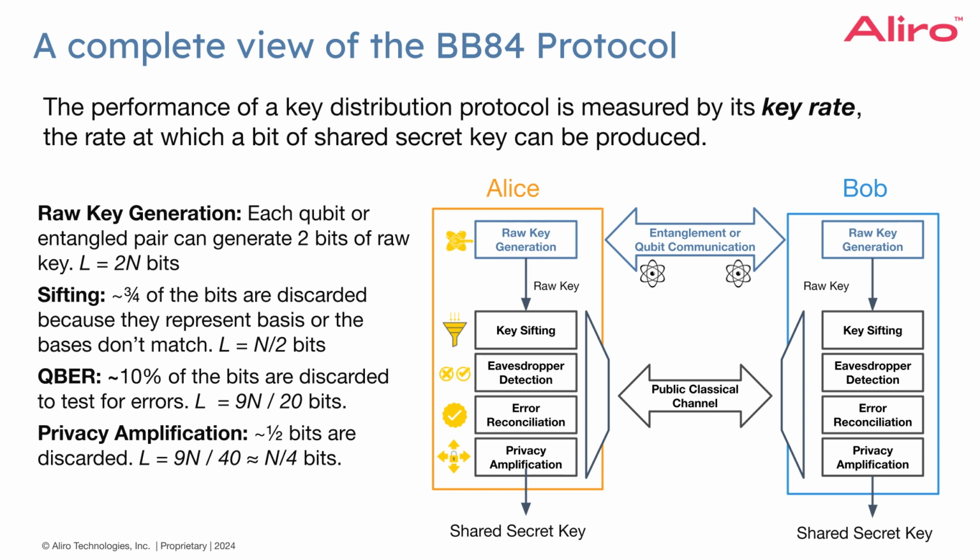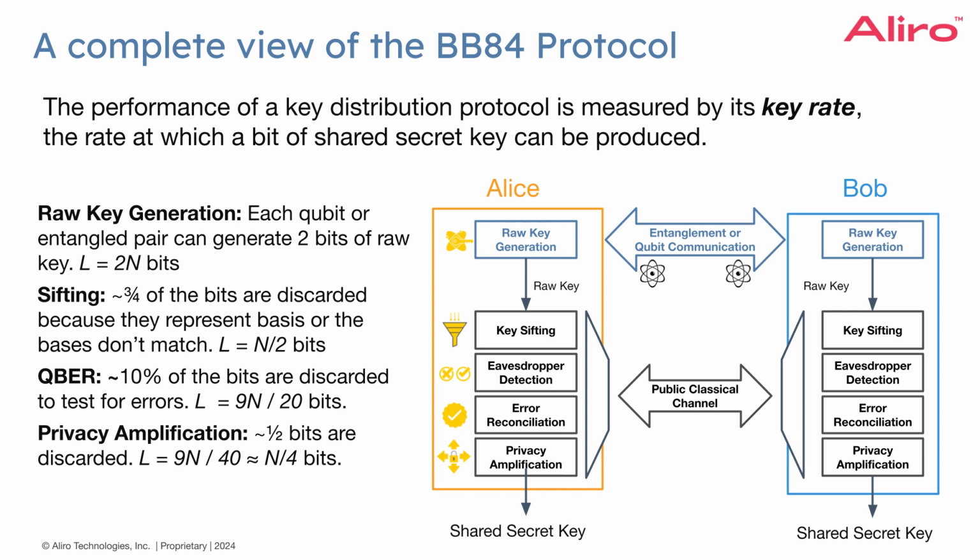We have raw key generation, where Alice and Bob will each generate a bit string that is 2n bits long, where n is the number of qubits or entangled pairs that were used to generate those keys. And note here that, as we've been saying, for each qubit or entangled pair, there are 2 bits of random raw key produced. Now, sifting will discard about 3/4 of those bits because they either represent the basis Alice and Bob measured in the wrong basis.